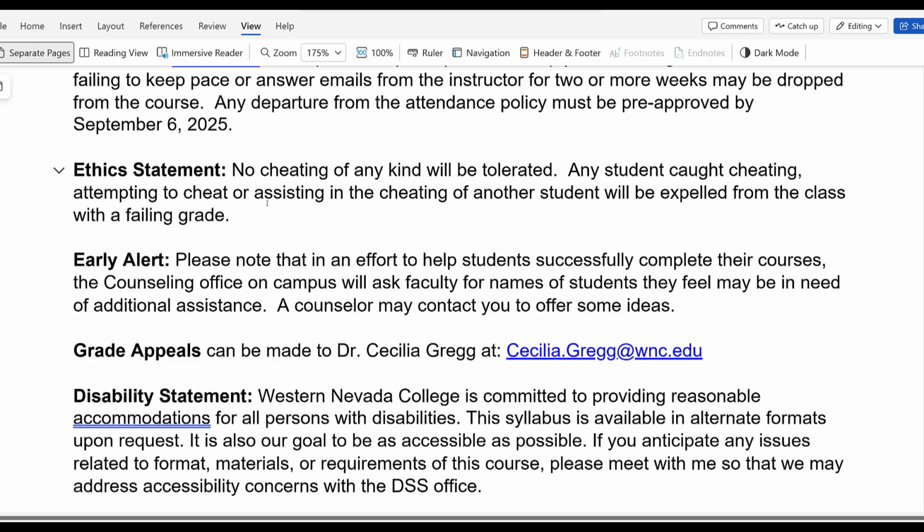Ethics statement: no cheating of any kind will be tolerated. Any student caught cheating, attempting to cheat, or assisting in the cheating of another student will be expelled from the class with a failing grade.